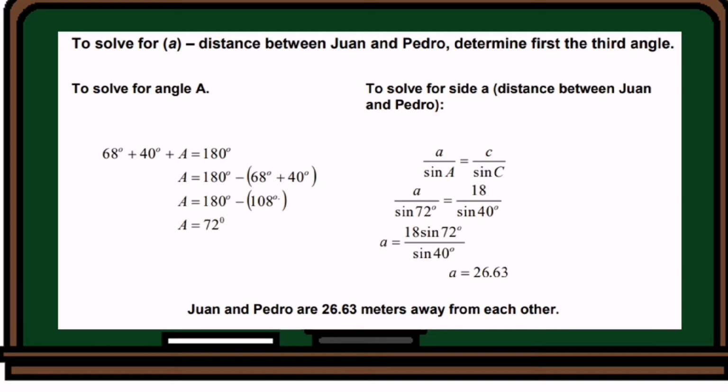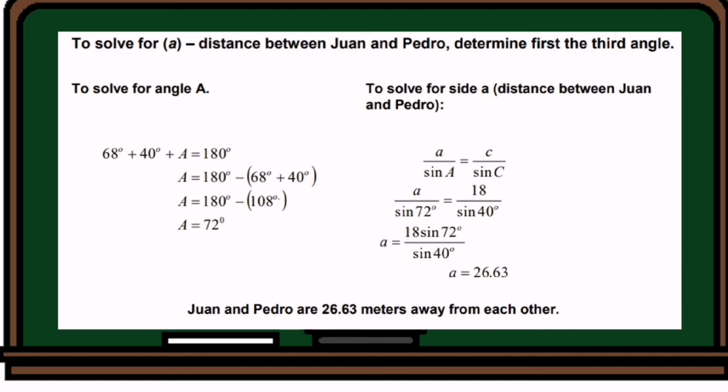To solve for A, the distance between Juan and Pedro, determine first the third angle. To solve for angle A, we will use again the formula A plus B plus C is equal to 180. Substitute the values of B and C, and you will get A is equal to 180 degrees minus 68 plus 40 degrees. Simplify it, and the value of angle A is 72 degrees.